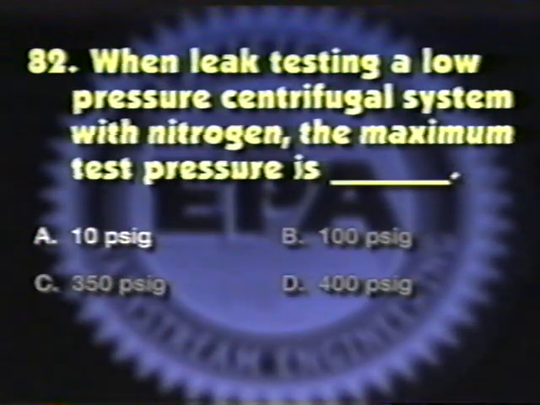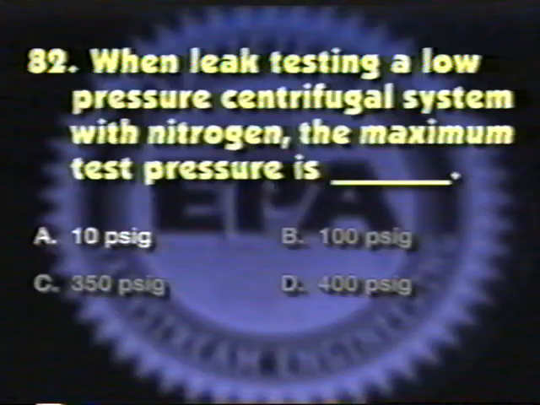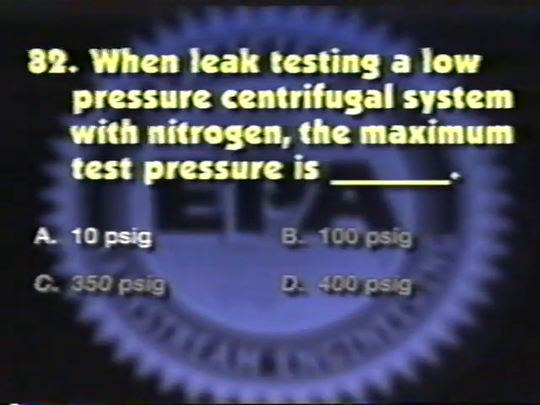The correct answer is A. When leak testing a low-pressure centrifugal system with nitrogen, the maximum test pressure is 10 psig because pressure relief devices are typically set at 15 psig.